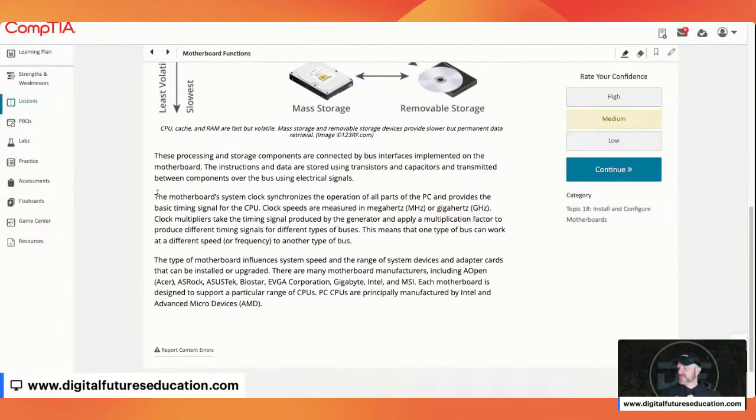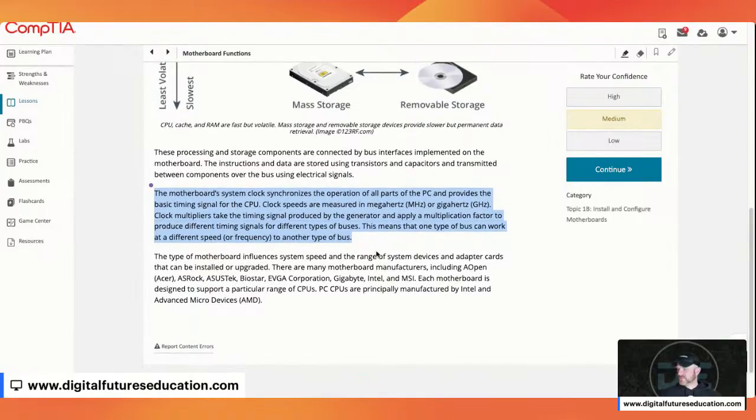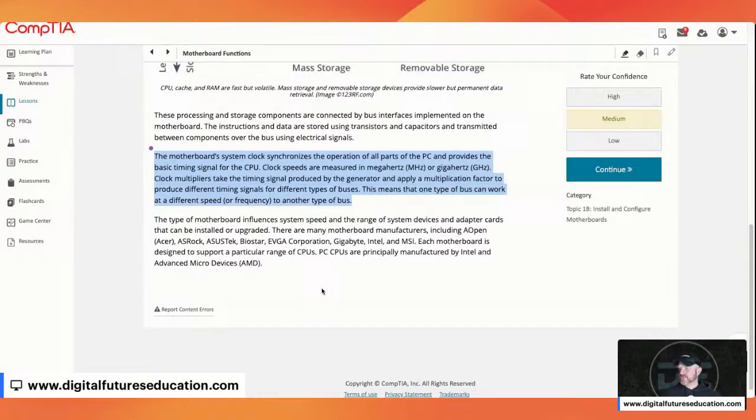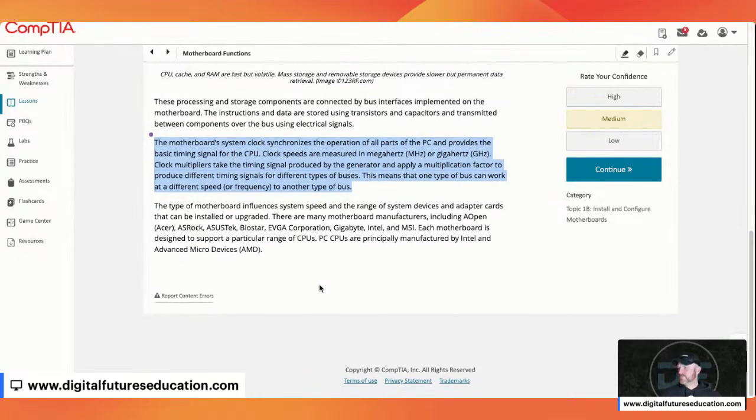The motherboard system clock synchronizes the operation of all parts of the PC and provides a basic timing signal for the CPU. Clock speeds are measured in megahertz or gigahertz. Clock multipliers take the time signal produced by the generator and apply a multiplication factor to produce different timing signals for different types of buses. This means that one type of bus can work at a different speed or frequency to another type of bus. The motherboard also influences the system speed. They can be upgraded.